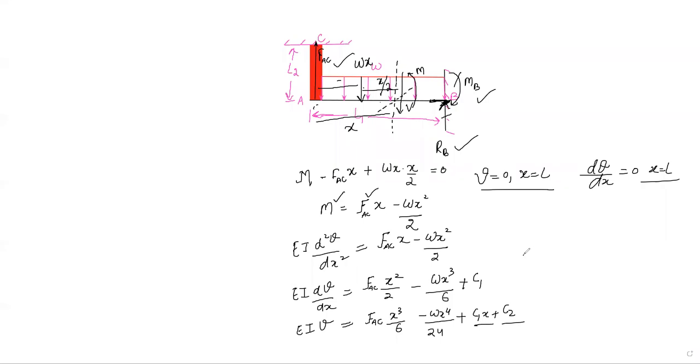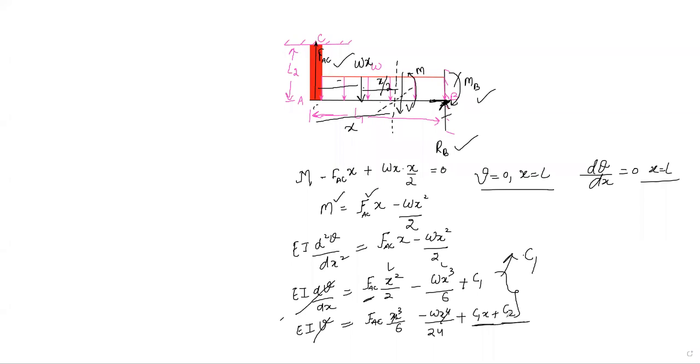As we apply these two boundary conditions, we can find the values of C1 and C2. We can directly write from here, at x is equal to L, d nu by dx is equal to 0. In place of x, you put x is equal to L, and from here we'll obtain the value of C1 in terms of FAC. And nu is equal to 0 at x is equal to L. So substitute x is equal to L over here, and you will obtain an equation in terms of C1 and C2. Solve the two equations for C1 and C2.